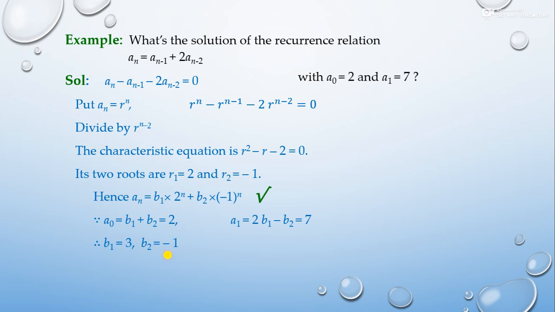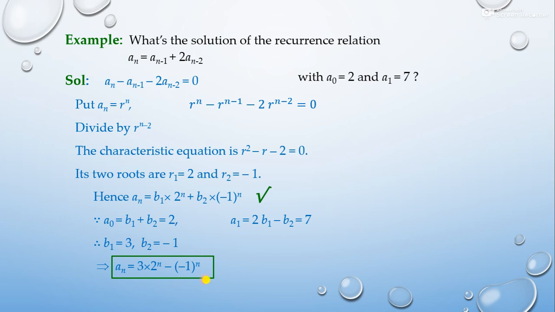So now we have the values of these constants. Put them in this solution and find the solution in terms of n. That is a_n is equal to b1, which is 3, multiplied by 2^n, minus, since b2 is minus 1, 1 times (minus 1)^n. So this is the solution of the given recurrence relation. Clear?